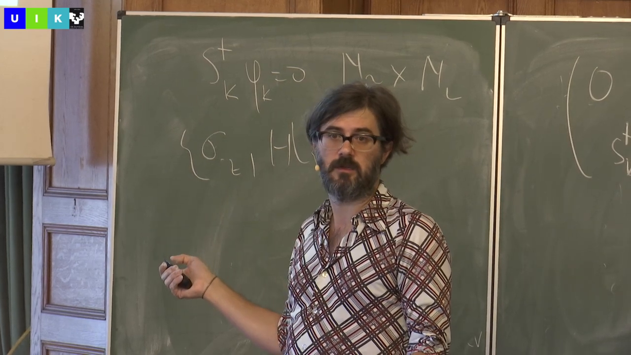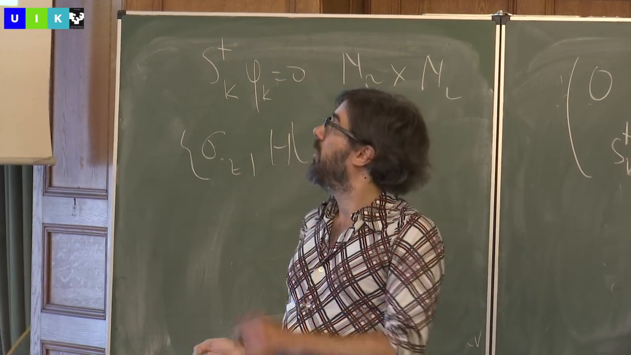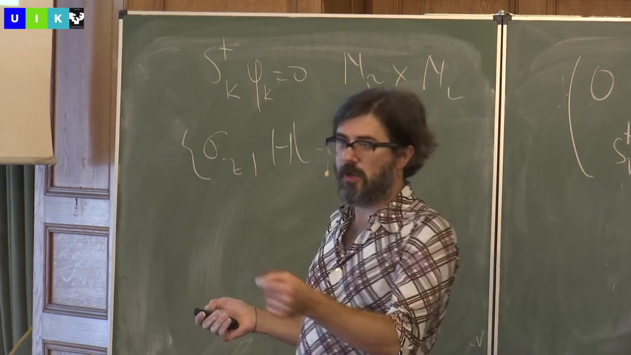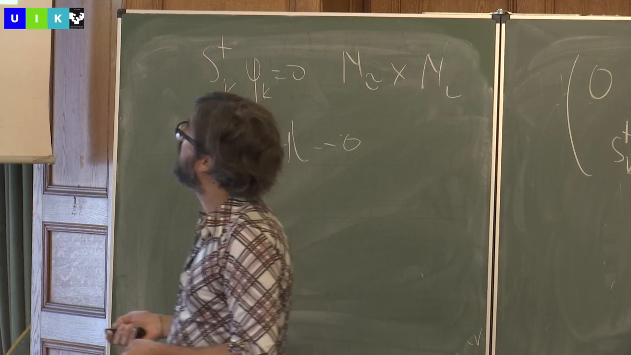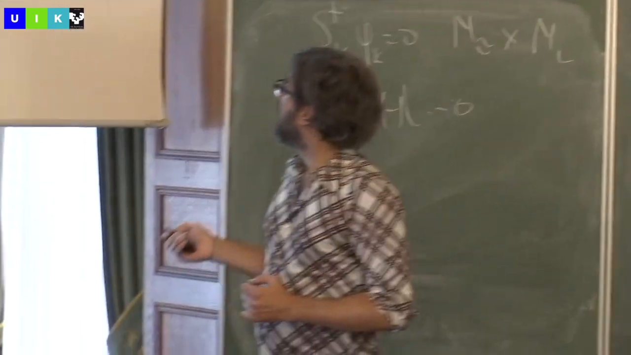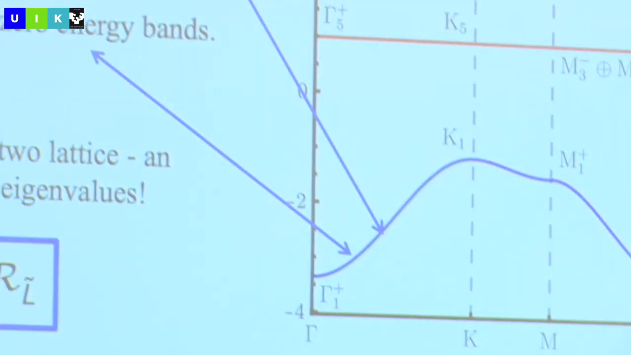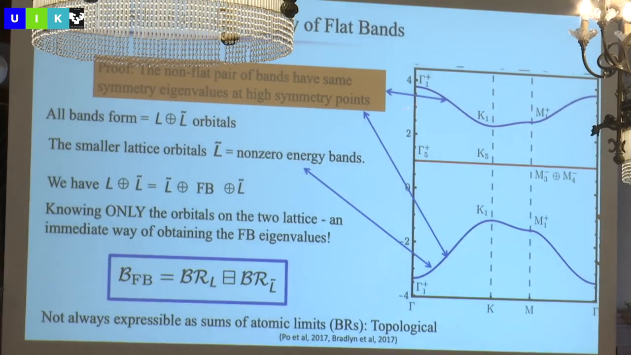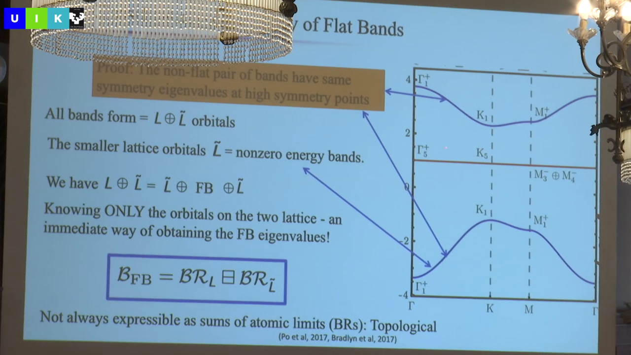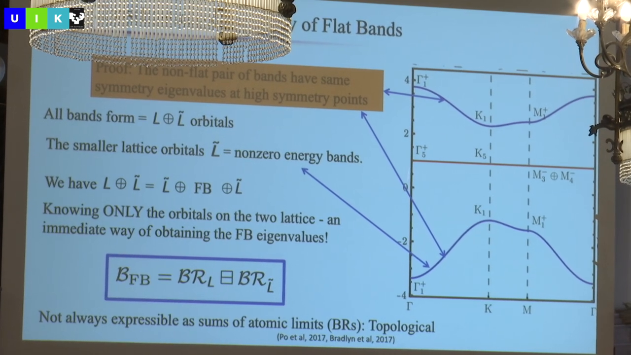Does that make sense? Okay. Now, what's not trivial, and I don't have time to prove it now, but you can go through the proof, I think it requires about an hour, is the following thing. If you look at the dispersive bands, here and here, these dispersive bands are singly degenerate, they have the same eigenvalues. That's point number one.